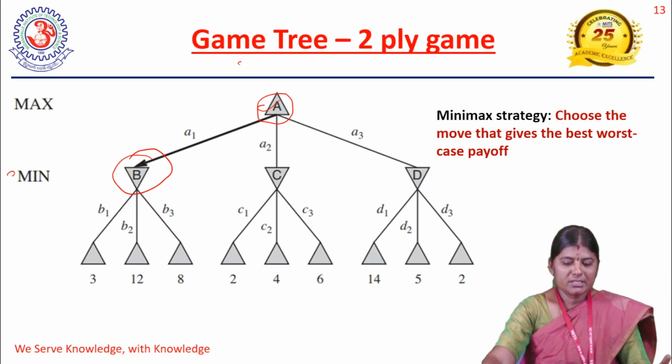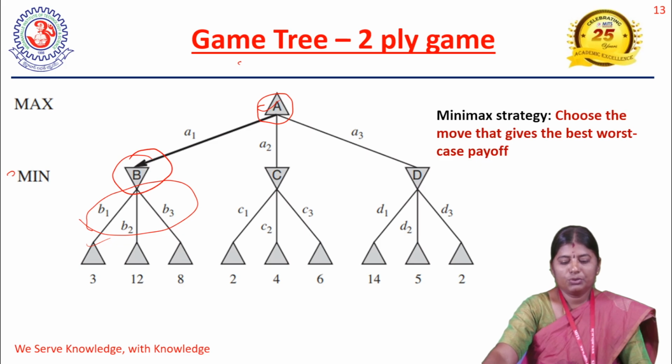For the action A1, the replies for the min player are B1, B2, B3. So B1, B2, B3 are the possible moves of min node B. Likewise, for C, C1, C2, C3, for D, D1, D2, D3 and so on. In the last level, some values are attached to the nodes, which are said to be utility values. Now, how can we find the minimax value of all nodes?